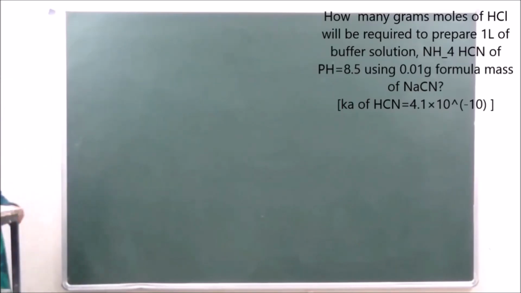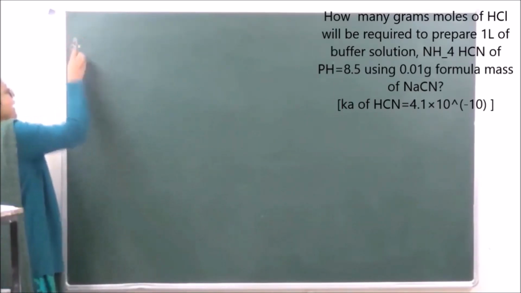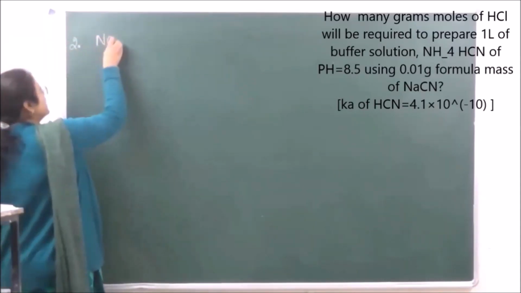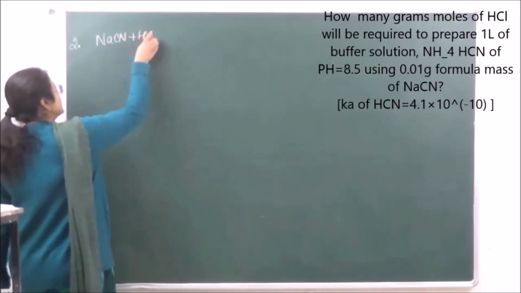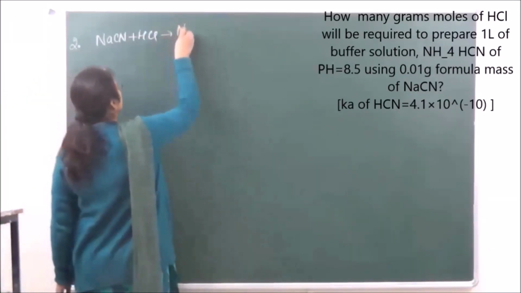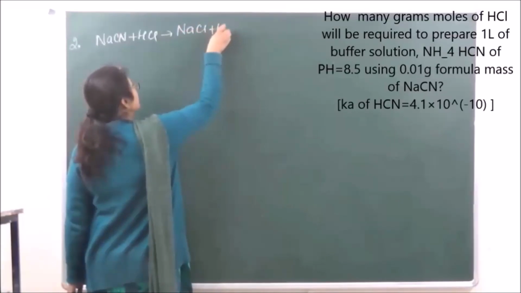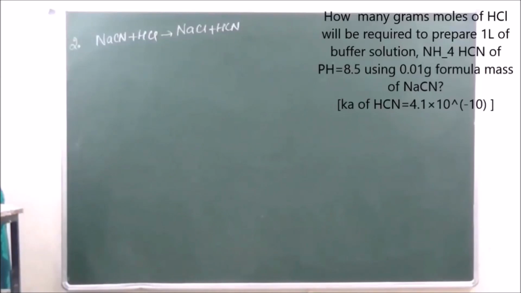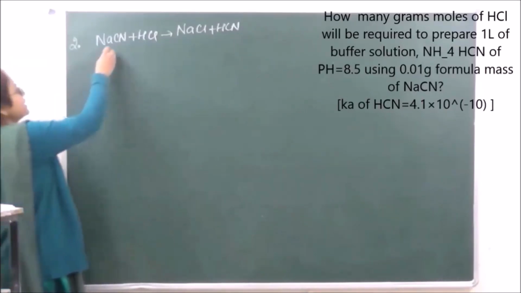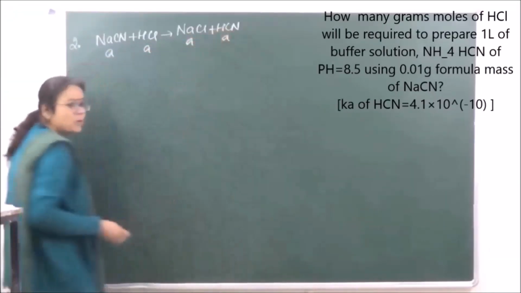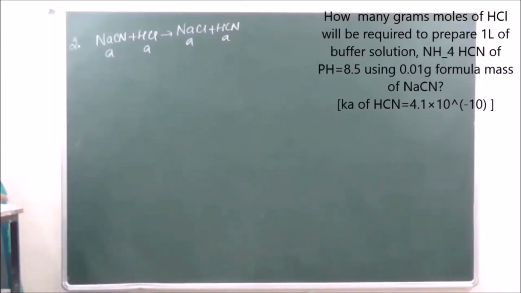Okay. Now if we are adding 1 mole of HCl to NaCN, what is going to be the equation? NaCN plus HCl. This is what we are doing. Okay? This is going to give us NaCl plus HCN, right? To the solution of NaCN we are adding this. Now let's say that the number of moles of this is A, the number of moles of this will also be A, this will also be A, and this will also be A. In a balanced equation, one mole of each is present.